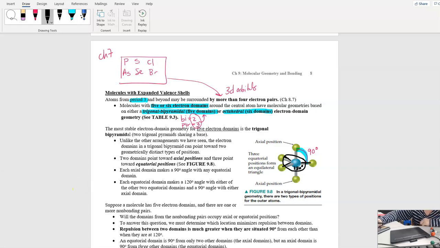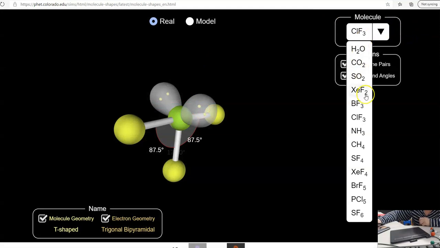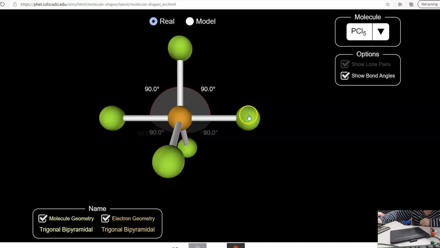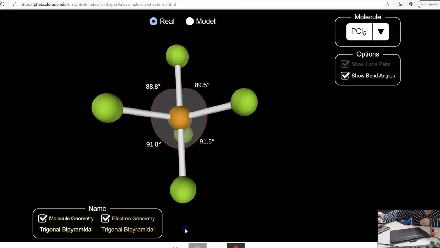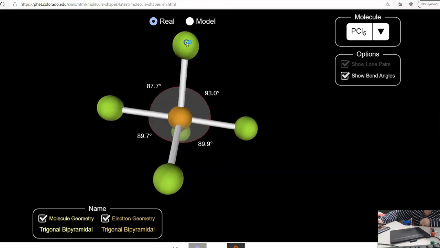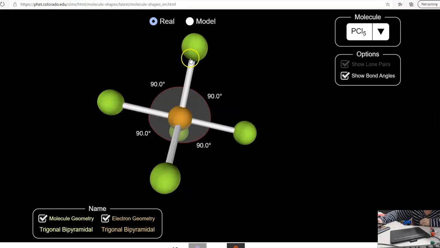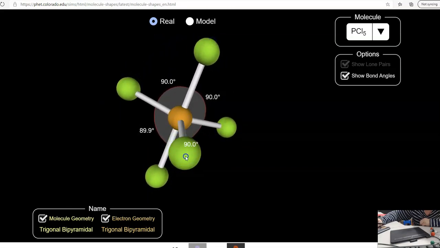So if I still have that simulation open, yes, I do. Let me pick one. Yep, this one. There it is, okay? So you have bond angles. If I rotate it a little bit like this, there you go. So best I can. Right there, there's your 90 degrees, but I don't think it's going to show you the other bond angle.